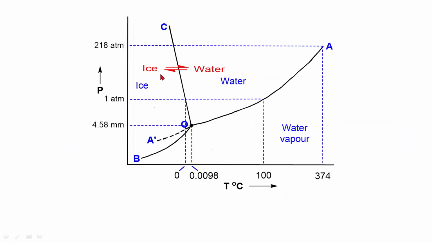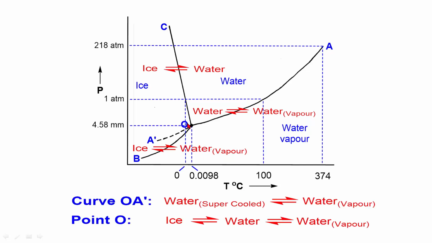OC represents equilibrium between ice and water. AO represents equilibrium between water and water vapor. OB curve represents equilibrium between ice and water vapor, whereas curve OA dash represents equilibrium between supercooled water and water vapor. And at point O, three phases, ice, water and water vapor, are in equilibrium.